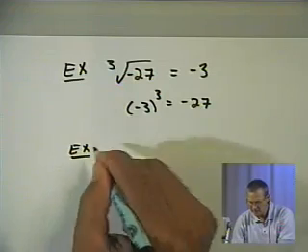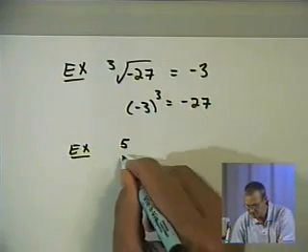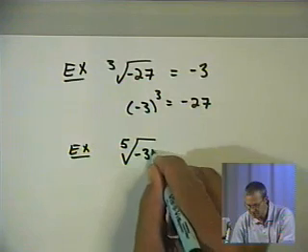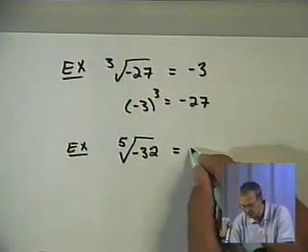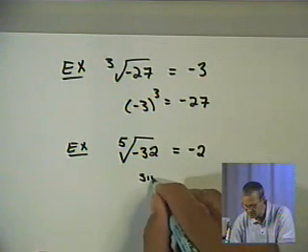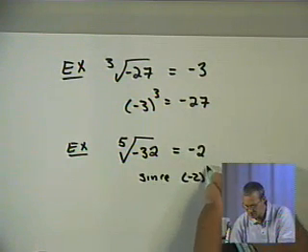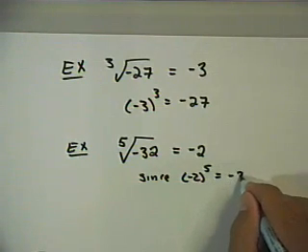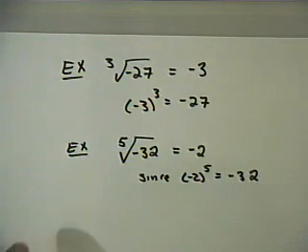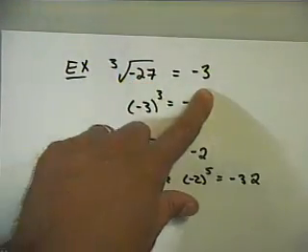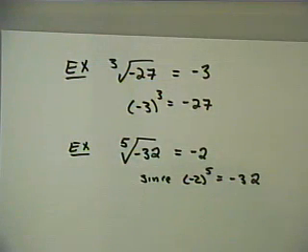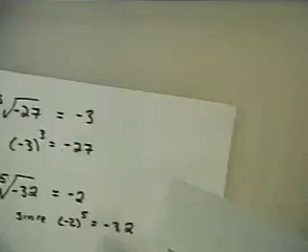How about a higher root, maybe the fifth root of negative 32? Well, the fifth root of negative 32 is negative 2, since negative 2 to the fifth equals negative 32. So notice, we can take the odd roots of negative numbers, but we can't take the even roots of negative numbers and obtain a real number. So let's go ahead and summarize here.